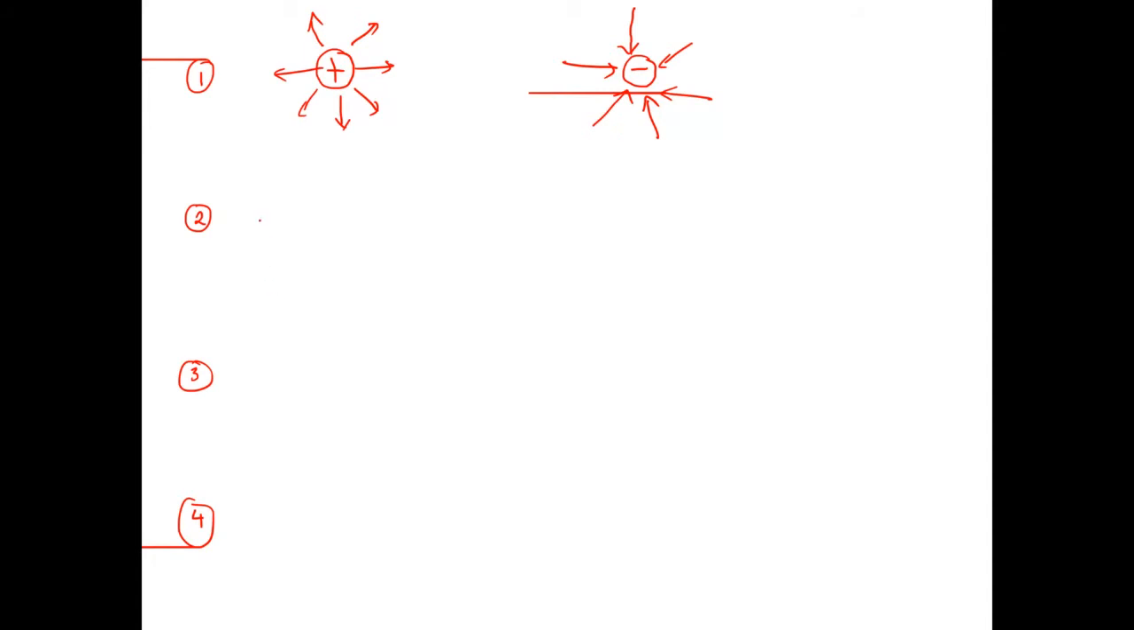The second point: we are going to study the concept of test charge and point charge. What is the difference between the test charge and the point charge? My dear, the test charge should be indicated with the letter Q0 and the point charge should be indicated with Q1, Q2, Q3, whatever it may be.